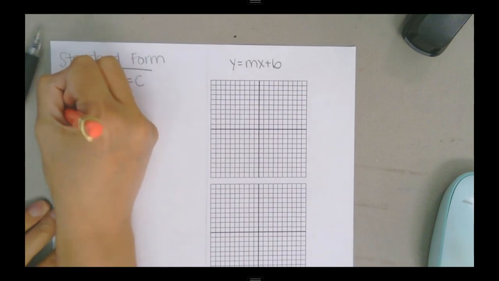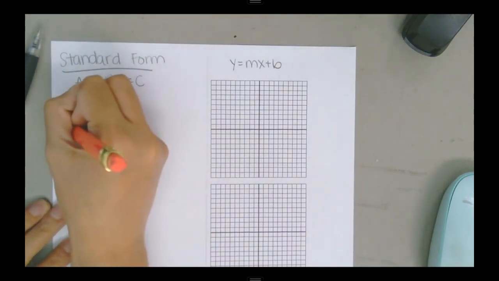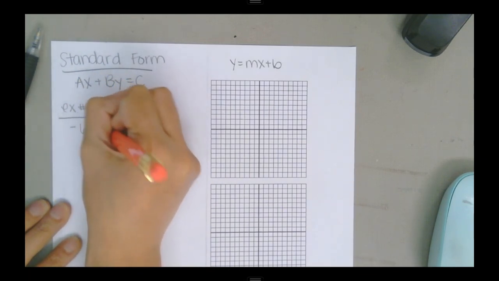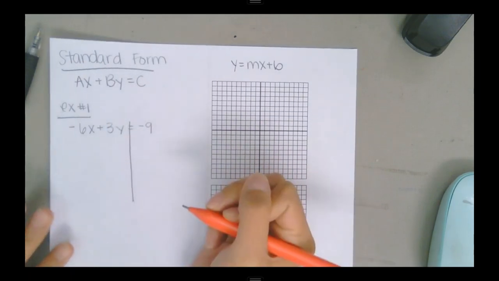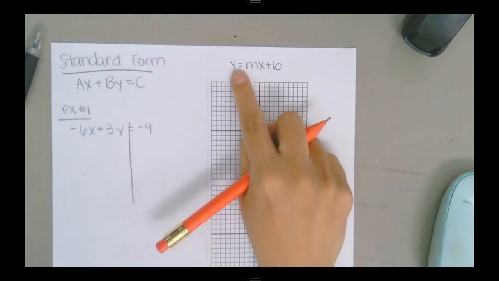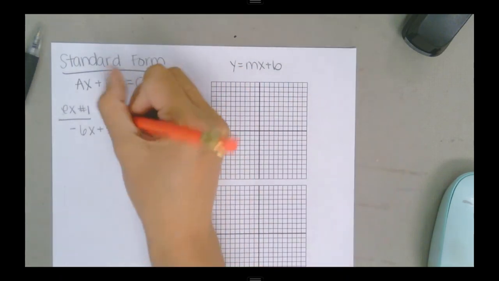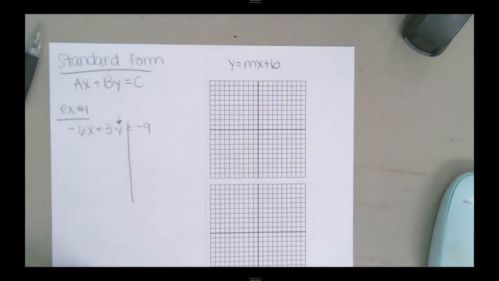So let's go ahead and start with example number 1. It's going to be negative 6x plus 3y equals negative 9. So when we look at our slope-intercept form, the y is by itself on the left side of the equal sign. So I want to get my y completely by itself. So I'm going to follow the steps to solve an equation to make that happen.